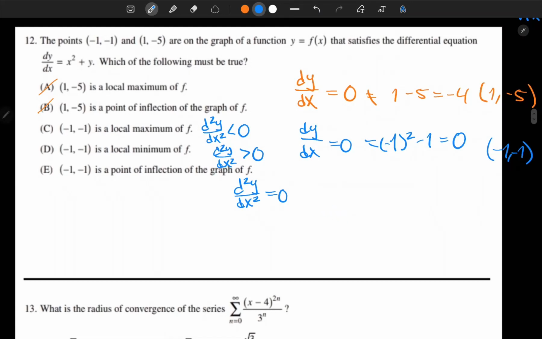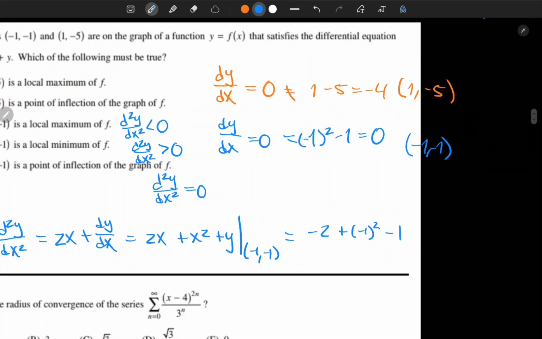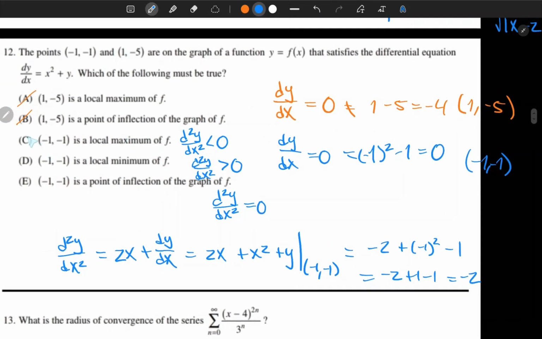Doing so, we find that d²y/dx² is equal to 2x plus dy/dx. Plugging in for the dy/dx up here, this is equal to 2x plus x² plus y. Evaluating this at (-1, -1), this is equal to -2 plus (-1)² minus 1, which is -2 plus 1 minus 1, which is equal to -2. So this is less than 0, meaning we have a local maximum. So the answer is C.